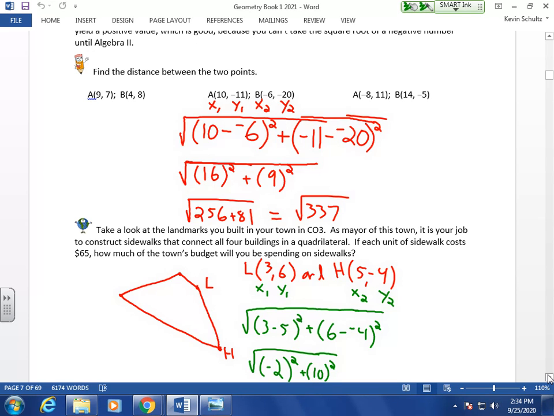Right? So -2 squared, -2 times -2 is +4. And then 10 squared, 10 times 10 is 100. And so the distance between the library and the city hall is the root of 104. Okay?